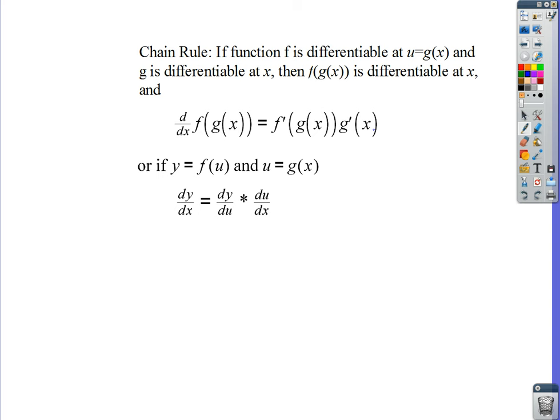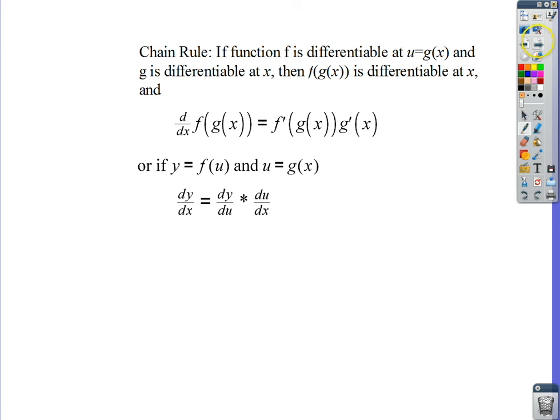Okay? Or if y is a function in terms of u, like the first example I just did, and u is equal to g of x, then the derivative of y with respect to x is equal to the derivative of y with respect to u times the derivative of u with respect to x. Okay? That's a formula. We're okay with that, right?